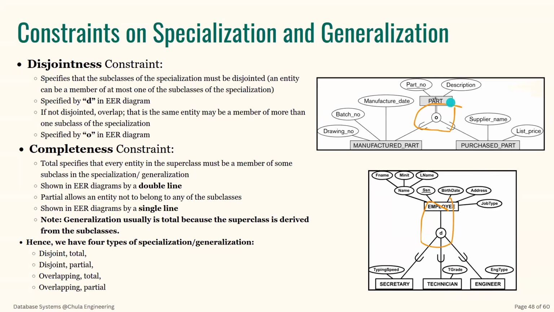But on the top example, you have part entity here, and you have the O, it means overlap. So it means that each of the part can be manufactured part, can be purchased part, or can be overlapped, can be both manufactured and purchased, all right? However, the double line there says that any of the part you must choose whether or not it is manufactured or purchased or both, but cannot leave blank. It must belong to subclasses for sure. All right. Okay, so this is the meaning of disjointness, which is signified by D and O.